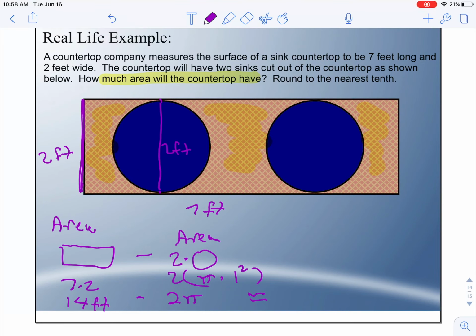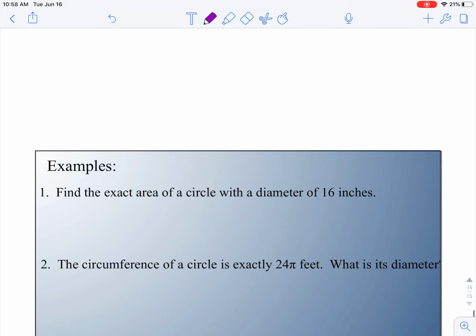So I'm not even going to get a decimal answer for 2 pi. I'm literally just going to leave that there, and I'm going to take 14 minus 2 pi on my calculator, and that gives me approximately 7.72 feet squared. Now it said the nearest tenth. Normally if I don't notice that, I go to the nearest hundredth, but it says 7.7 feet squared.